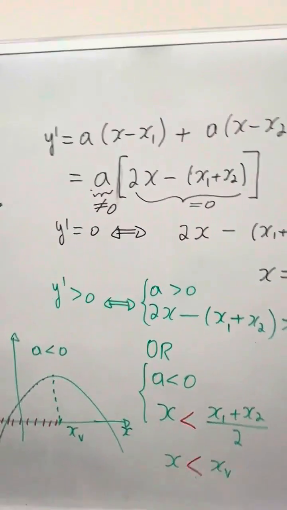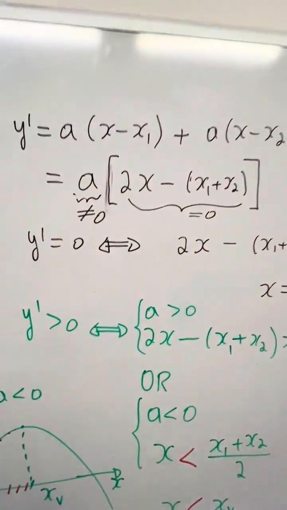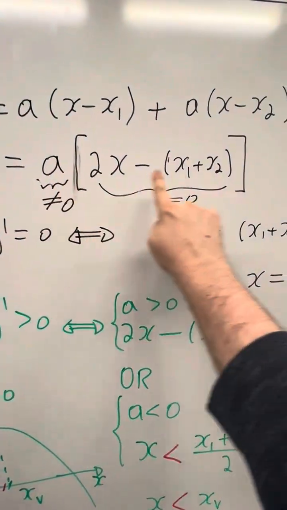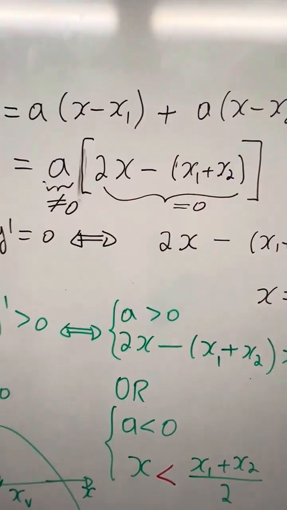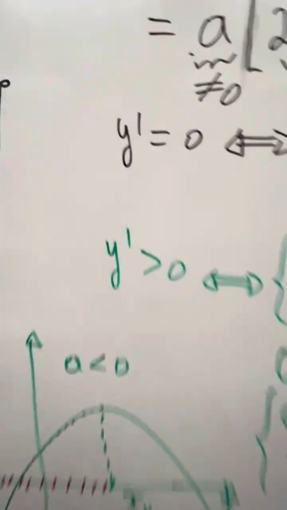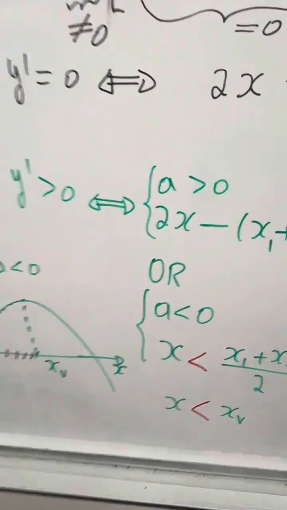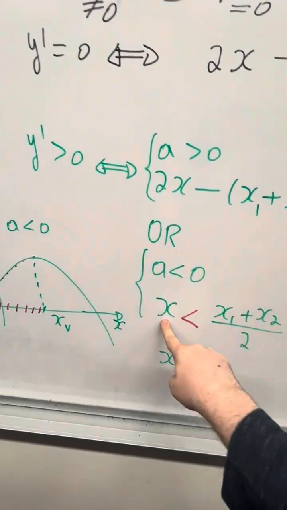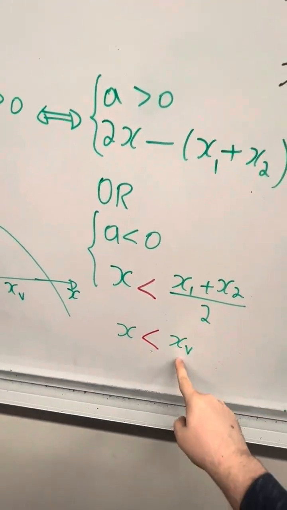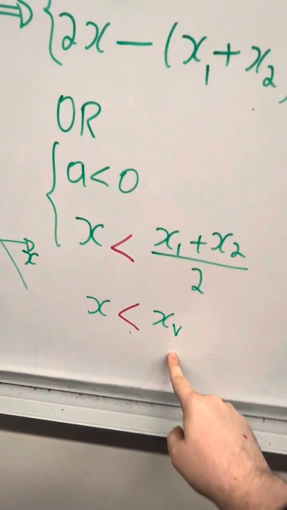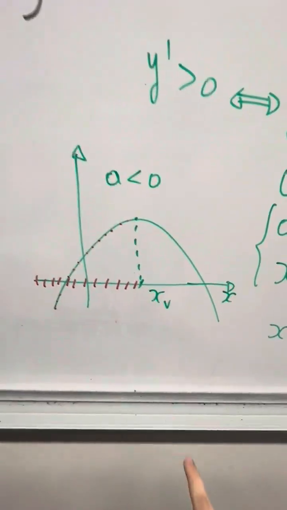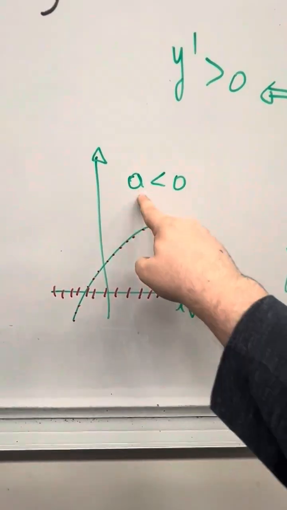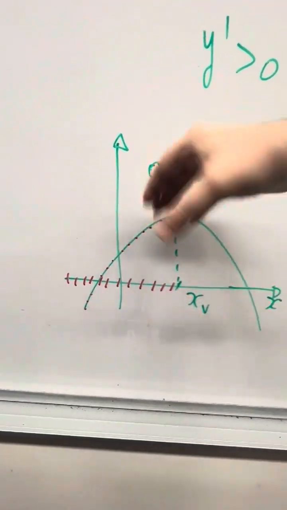But there's another way this product of two numbers can be positive: if both factors are negative. If a is negative and this big factor inside the square bracket is negative, then the product is positive. So I'm in this case here. A negative, and the x is below the x-coordinate of the vertex of the parabola. Okay? And the picture is this. Here I have the vertex, x-coordinate of the vertex. A negative means it's a concave parabola.